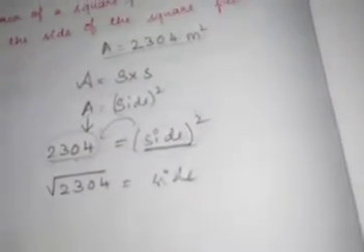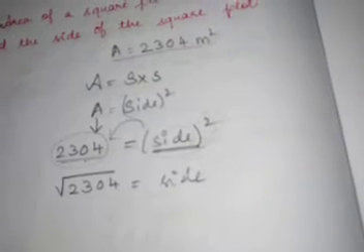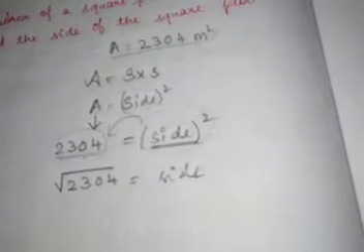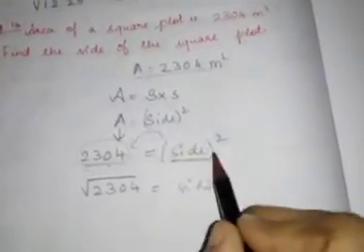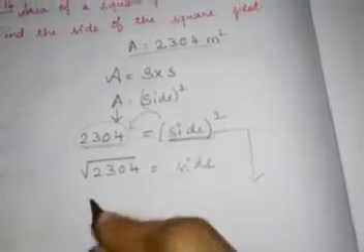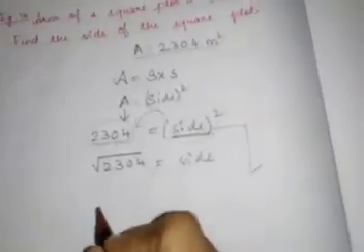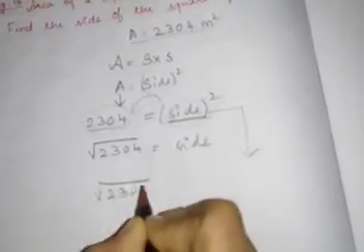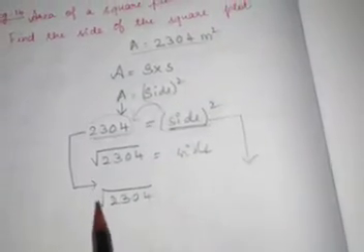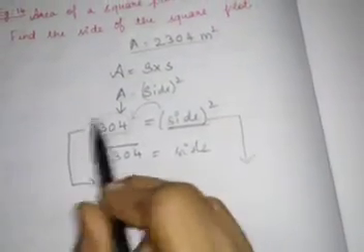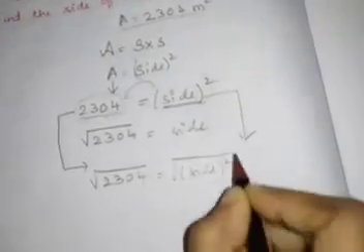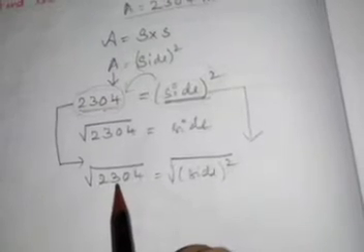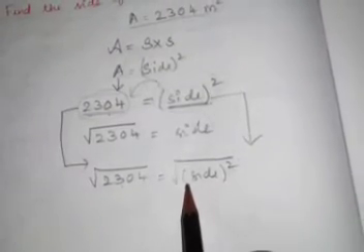Or if you do square root on both the sides, square and square root are inverse operations, so it will get cancelled. For example, I'll teach you. From this step we'll see. If you do square root on both the sides, here also 2304. In this step I am going to do square root on both the sides. Here square root on both the sides, there also square root on both the sides.